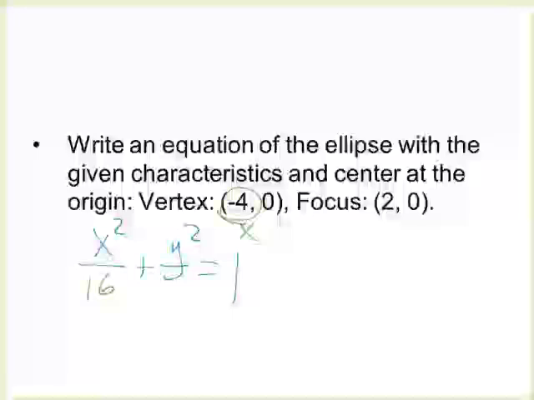And then we are given a focus, not a covertex, like the last problem. So this is in the x position again, but it can't go under the x. We already have something under the x. The vertices and the covertices are what go into the equation. The focus does not go into the equation. So what we need to do is use our focus equation, c squared equals a squared minus b squared.